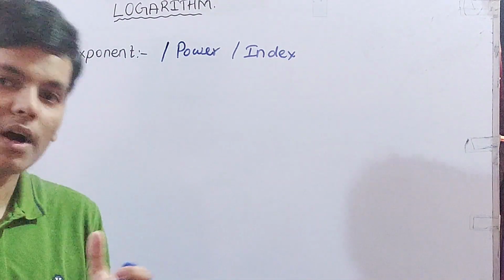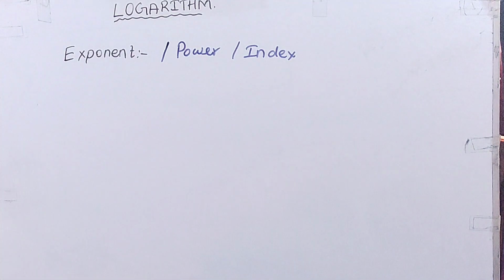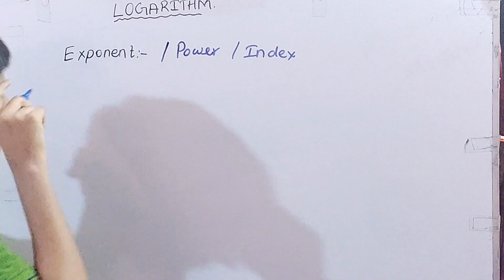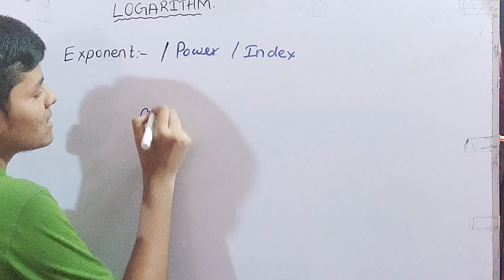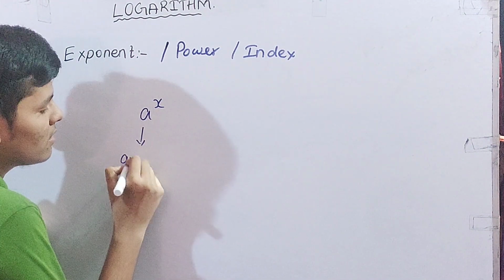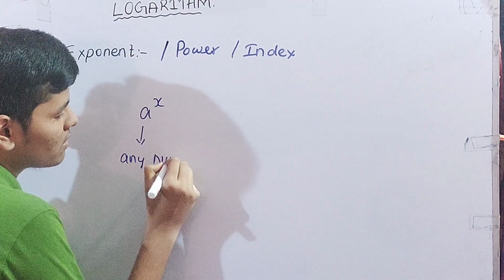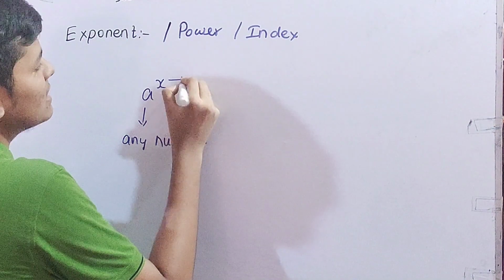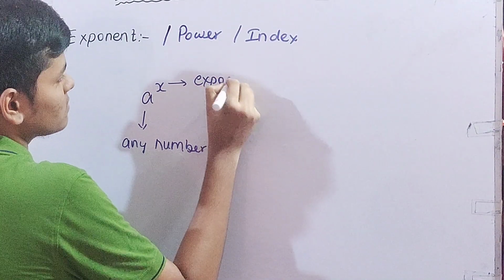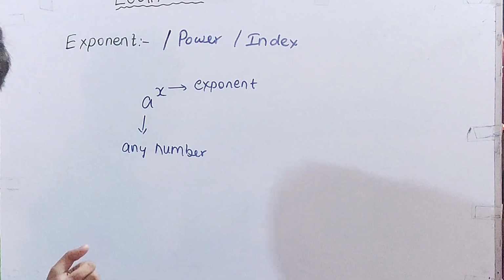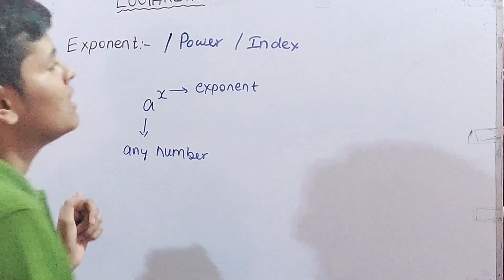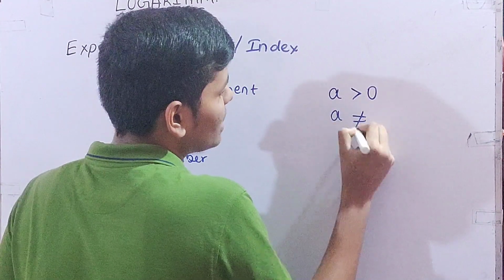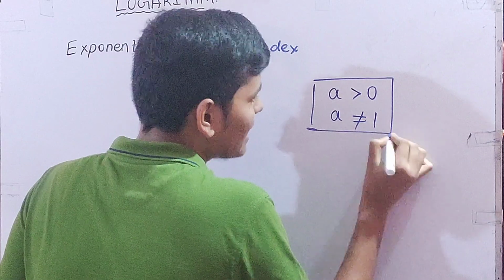Now, we all know what the meaning of power is. The meaning of power is how many times you are multiplying that same number. Actually, exponent is in the form of a power x, where a is any number. I am talking generally about the powers, and x is the exponent. Now, usually when we talk about exponents required for logarithms, then we will say that a should be greater than 0 and a should not be equal to 1. These are the main conditions.